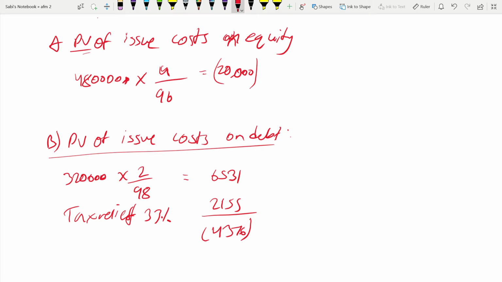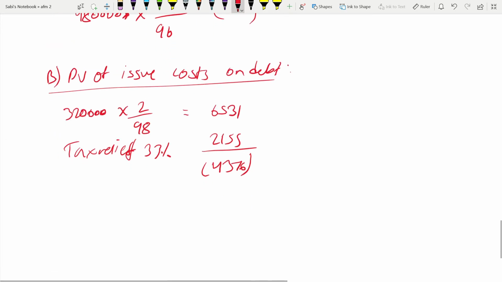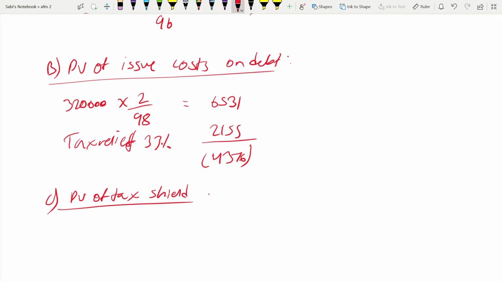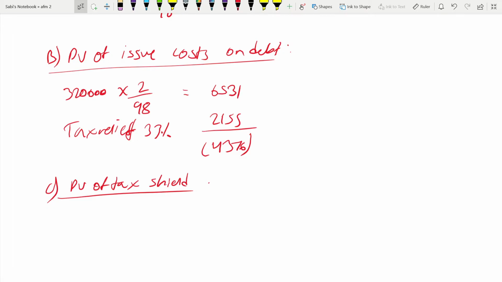Now, present value of the tax shield, or on the interest, you can say. What is it? What is the total amount of the loan that you have raised? One is 320, we know, that is the debt. Add this 6531. Don't forget to add the issue cost. You should always add the issue cost with the debt.